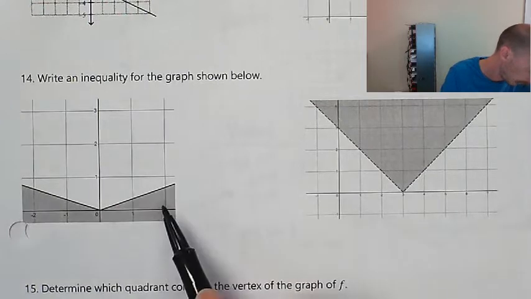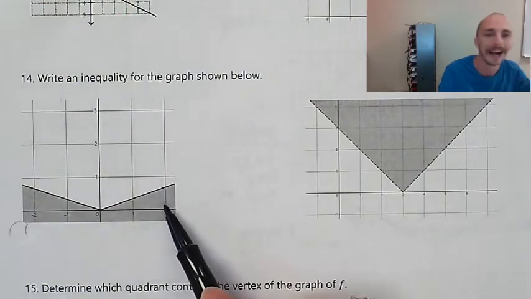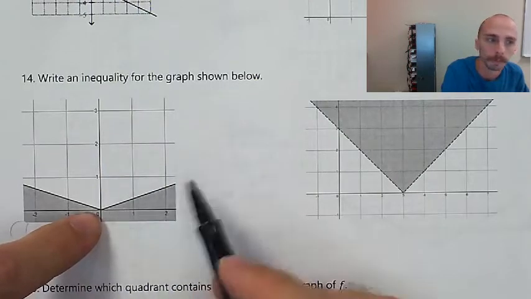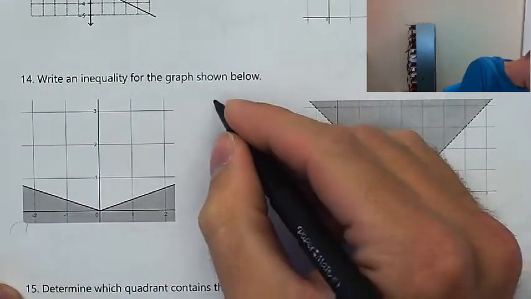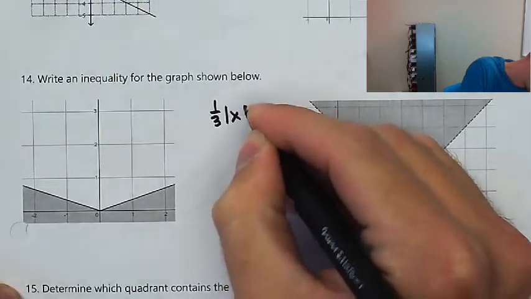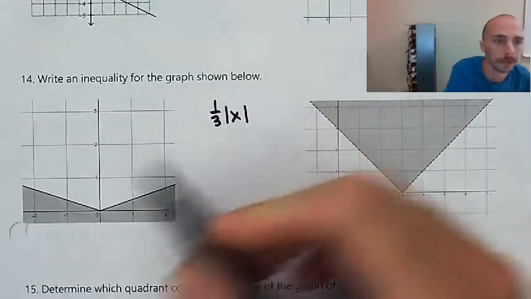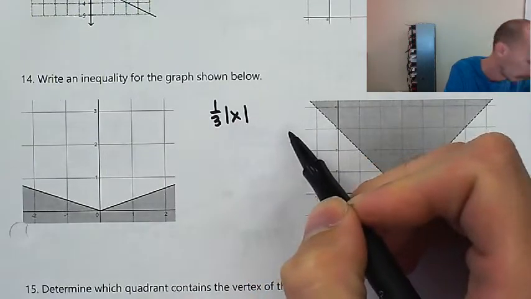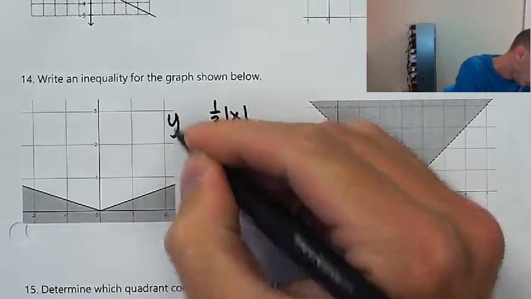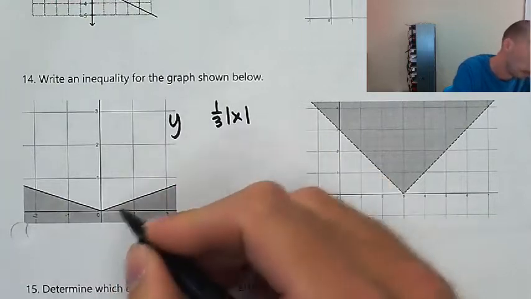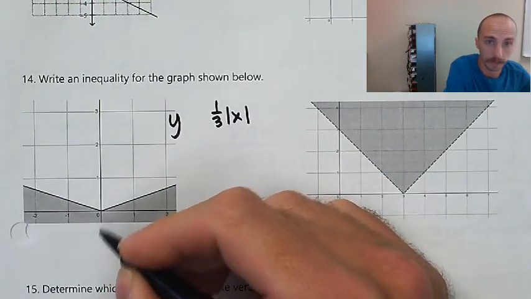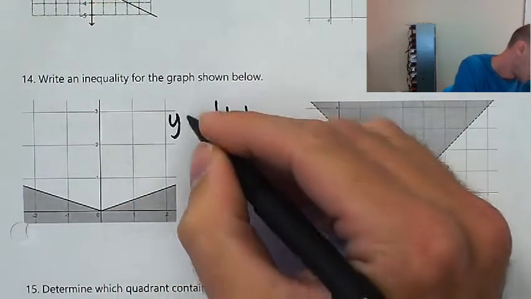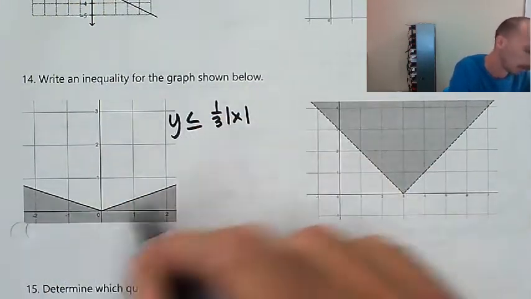All right, write an inequality for the graph shown below. Well, this is going to be tough because I can't even see another grid intersection point. I've got to assume this is a slope of 1/3. Okay? So I'm thinking 1/3 of the absolute value of x. And since it goes through the origin, the vertex is at the origin, I don't need to add anything to x or add anything on the outside. So if this was just the line, it would be y equals. But since it's below, where y is negative and more negative than this line, I'm going to say less than or potentially equal to because it's a solid line.